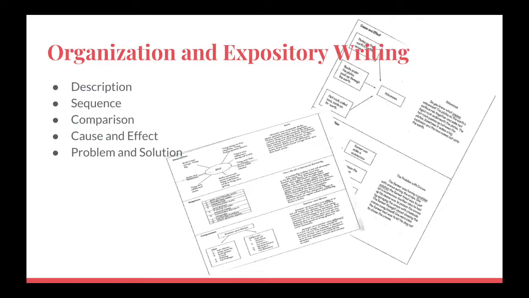Organization is an essential part of expository writing. There are many ways to organize an expository piece, depending on its purpose. Description is used to describe a topic by listing characteristics, features, and examples. Sequence is used when listing items in chronological order. Comparison is used to explain how things are alike and/or different. Cause and effect is used to explain why something happened. Finally, problem and solution is used to highlight a certain situation and its appropriate resolution.